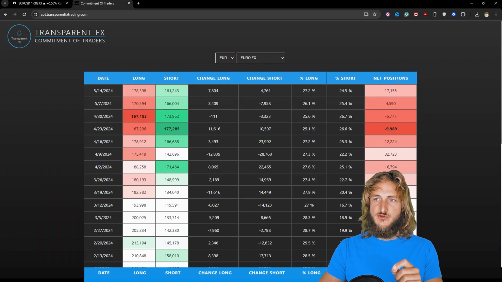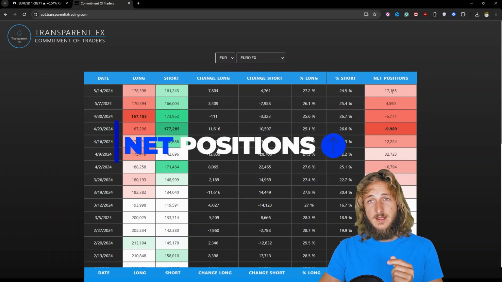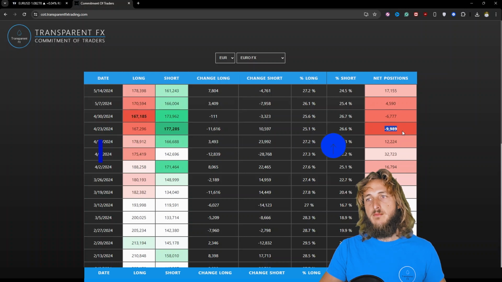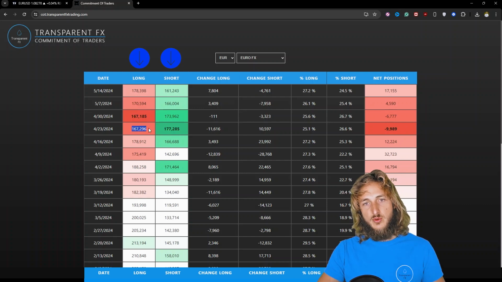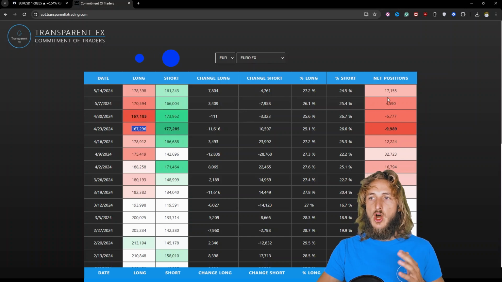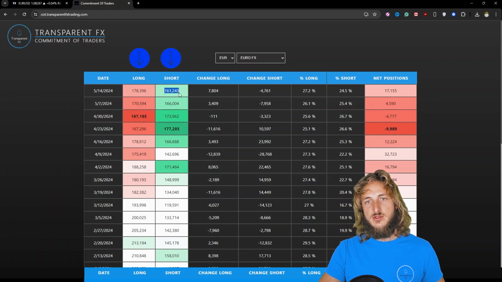And what we can see is that with the last reports, net positions have been increased quite a bit. We went from having minus 9.9k net positions, so a negative net positioning, meaning that we had more shorts than longs from an institutional perspective, with 177.2k shorts compared to only 167.2k longs, all the way up to now having a positive net positioning of 17.1k net positions with the complete opposite situation. So more longs than shorts, with 178.3k longs compared to only 161.2k shorts. So institutions have been longing EURUSD quite aggressively, therefore making it stronger.